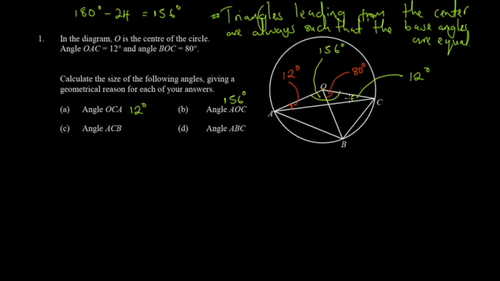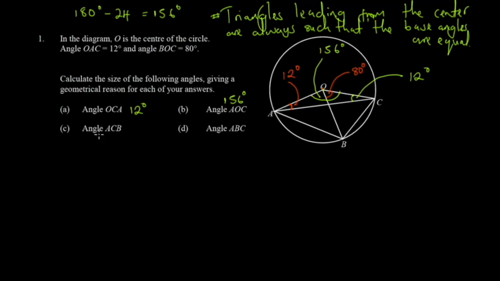recall that the angles of a triangle add up to 180. And then you already have these two angles. They are equal, they are 12 and 12. So 12 and 12, you get 24. 24 from 180, you get 156. That's why this angle is 156.